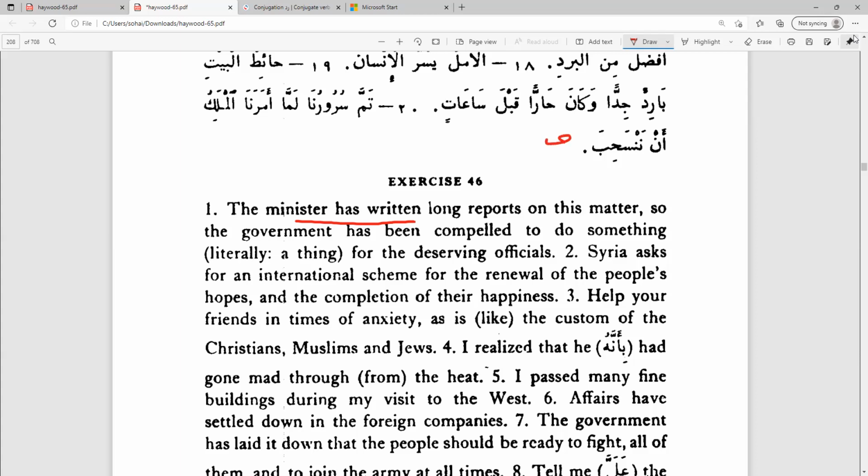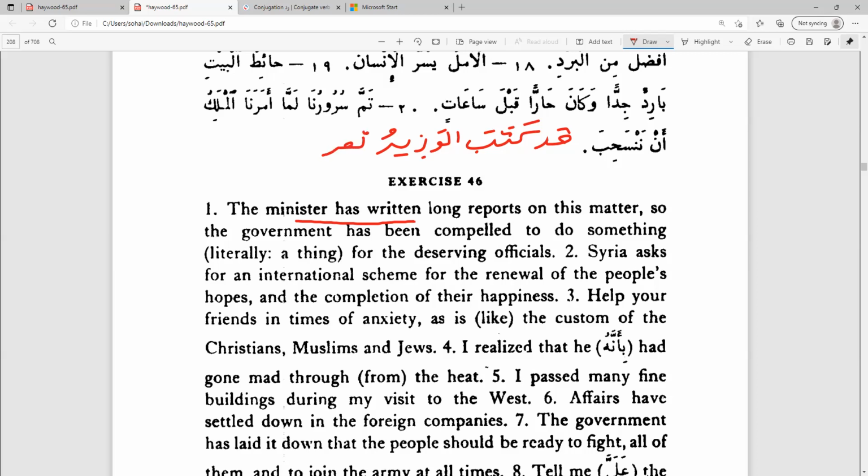So we use قد. We start with the verb normally. قد كتب. قد كتب الوزير تقارير. Long reports, so you've got to give me the full vowelling. You can't just leave off the ending. Not mention the end. Okay, تقارير.